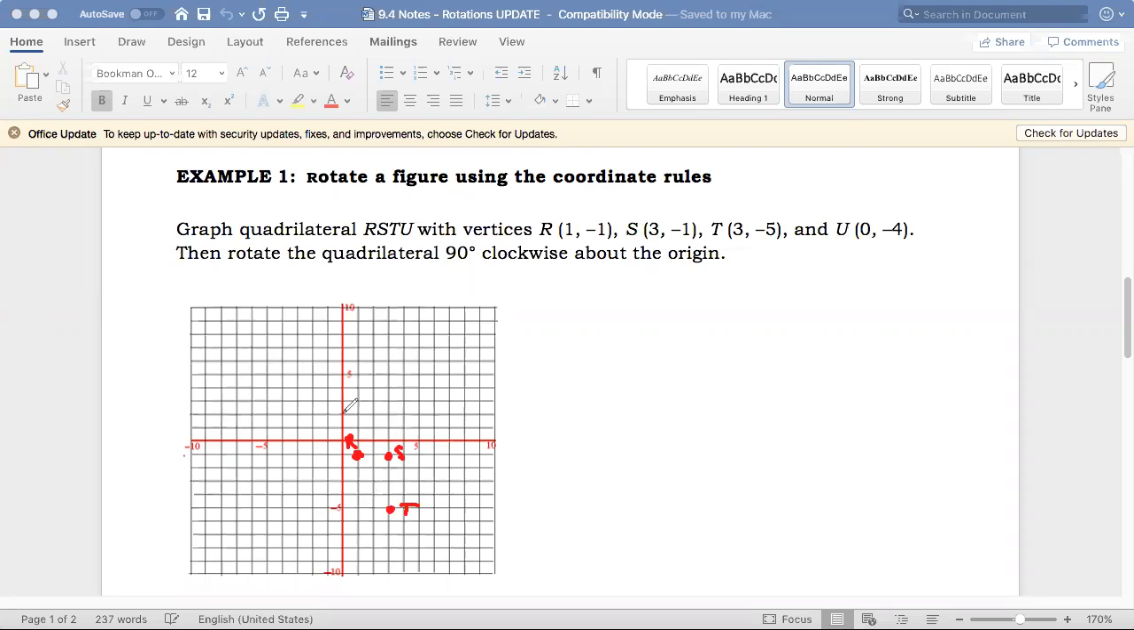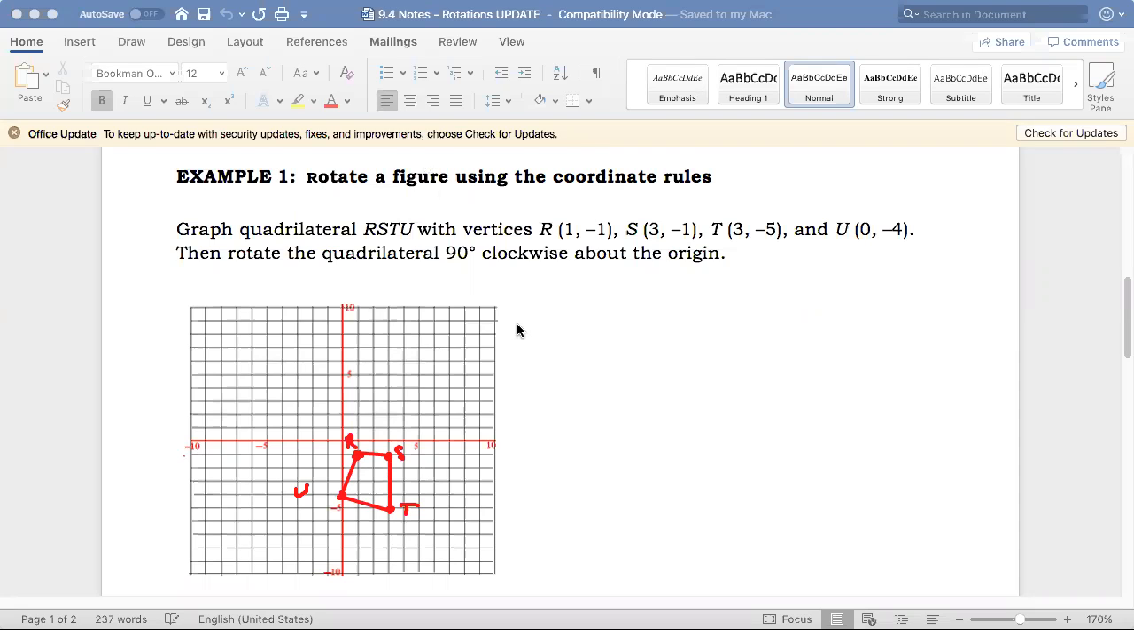And then U is at 0, -4. That was very far away, but that's okay. So now I'm just going to connect them because we have a quadrilateral here. And now what we're going to do is find the coordinates of our rotation, and then we're going to graph that as well.